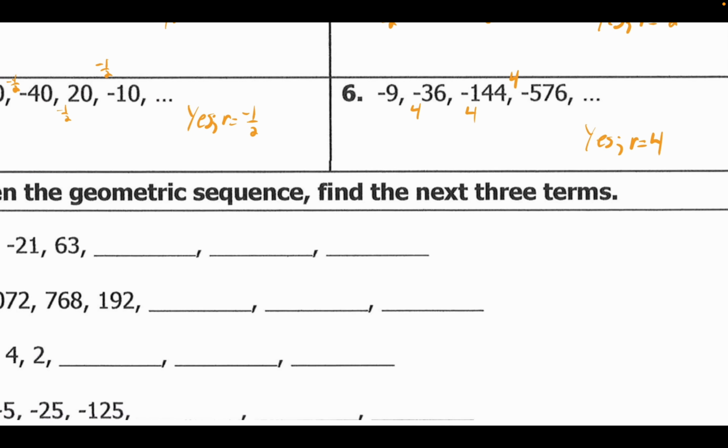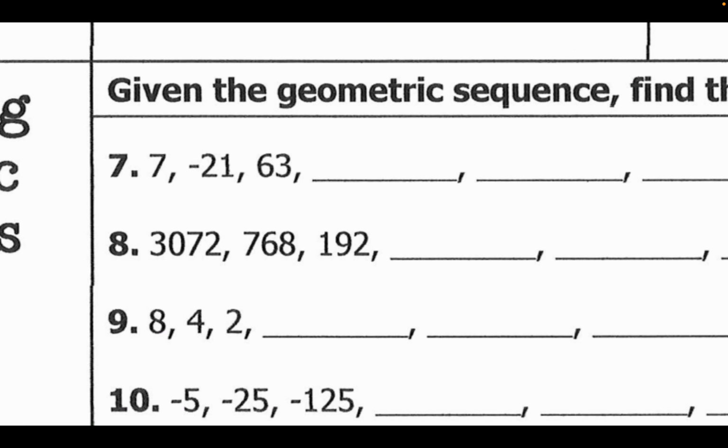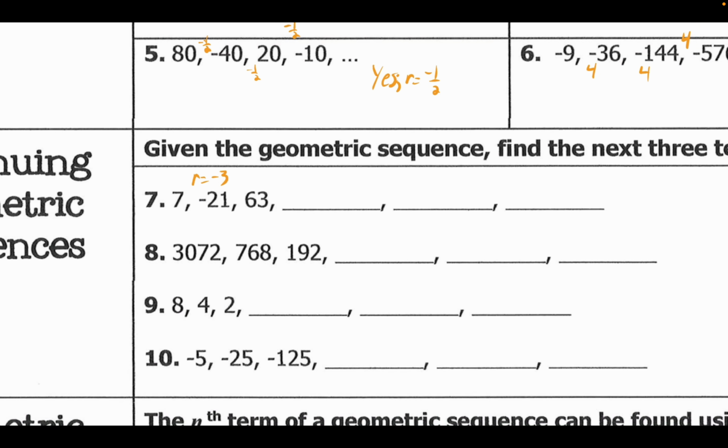So now we're going to continue a sequence that's already started. So we're told it's a geometric sequence. We need to find the ratio by dividing any term by the previous term, and then continuing that ratio on the next few numbers by multiplying by that number. So negative 21 divided by 7 gives us a ratio of negative 3. And so we're going to multiply each number by negative 3 to find the next term. So 63 multiplied by negative 3 is negative 189. Multiply that by negative 3 and I get 567. Multiply that by negative 3 and I get negative 1,701.